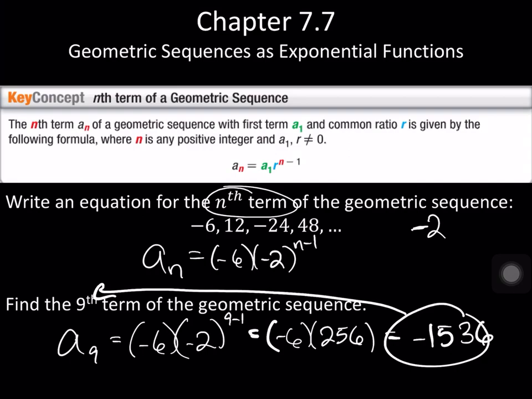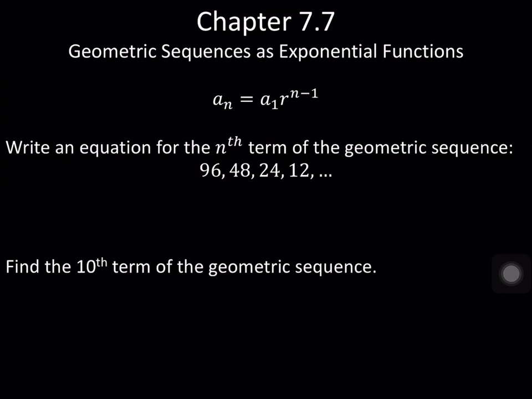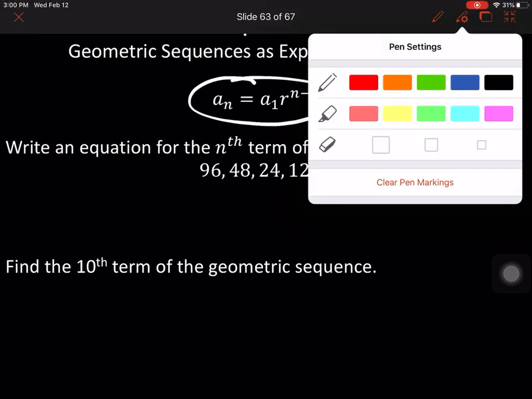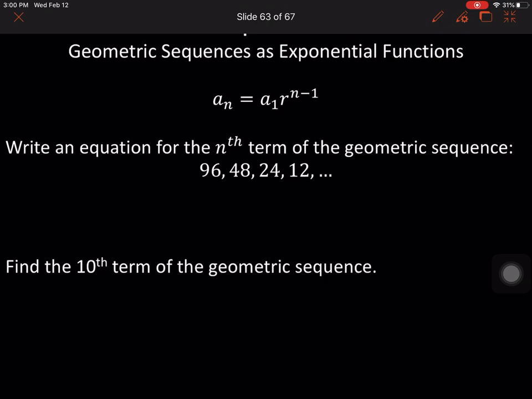Let me give you one to see what you can do. And I'm going to give you the formula again. So here's our a sub n equals a1 times r to the n minus 1. So that's what I'm giving you. Here's your geometric sequence. Ready, go. All right. So a sub n equals, so a sub 1 is 96. Our r ratio that we have to look for.